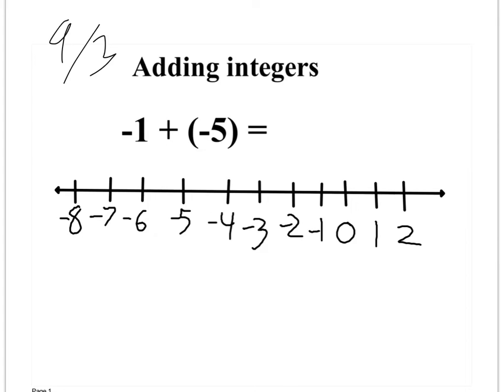Adding integers. The first example we're going to do here is on a number line. If this is easy for you, then you don't have to do the number line unless it says to do a number line in the homework. Make sure you're reading the directions.